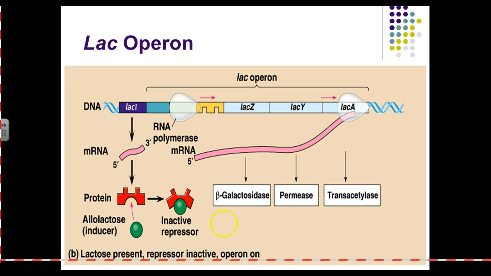It's only going to make these enzymes when there is lactose present. So the lactose behaves as an inducer. An inducer is a molecule that will start transcription. To induce something means to start it. It will start transcription because by attaching to the repressor, it alters the shape of the repressor so that it is inactive and can't fit the operator anymore.